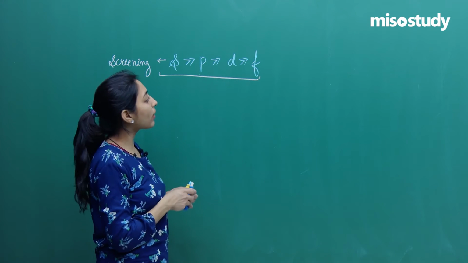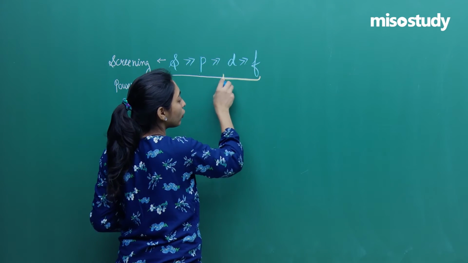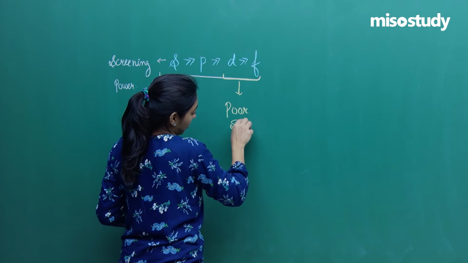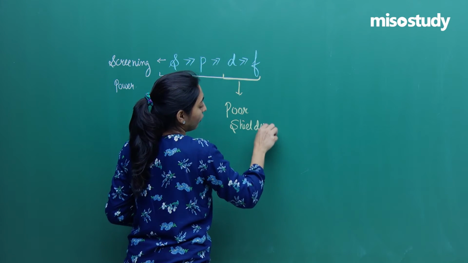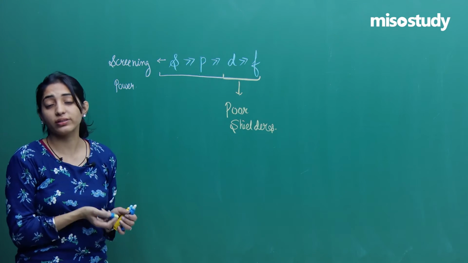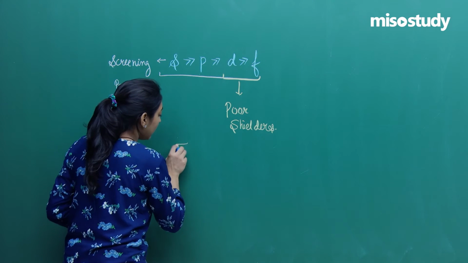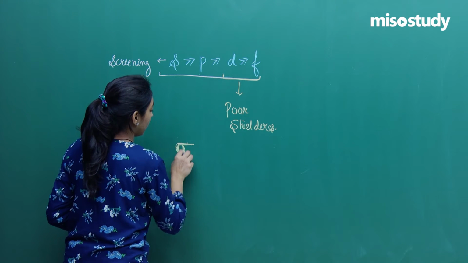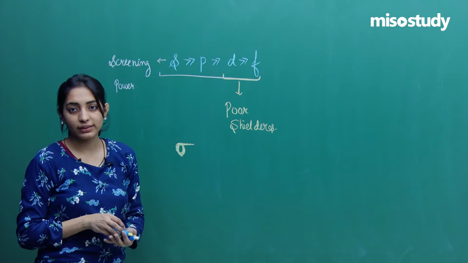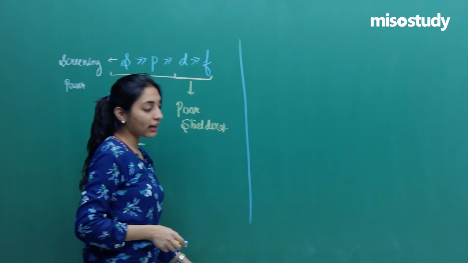And just after some time you will understand that these d and f electrons are so damn diffused that they are poor shielders. They will not be able to shield the outermost electron from the positive charge of the nucleus. That is why the sigma value will be different for s, p, d and f electrons. So this was all about the qualitative discussion that we were having.